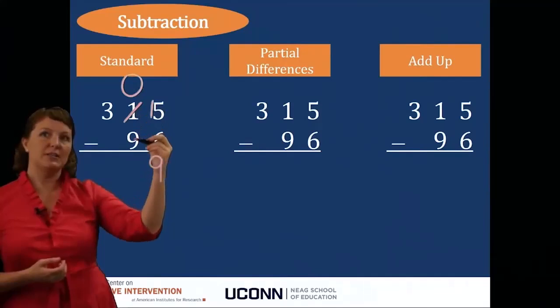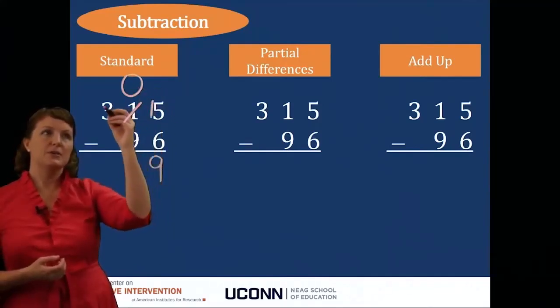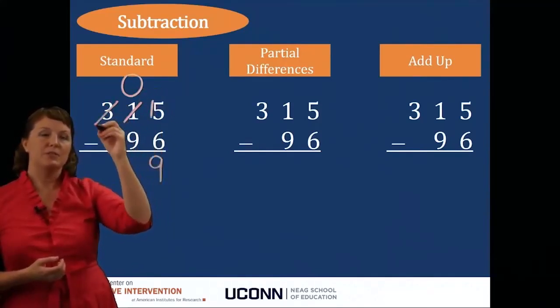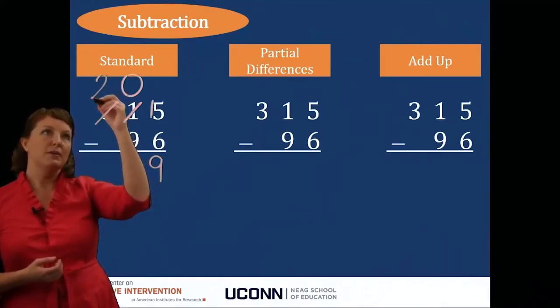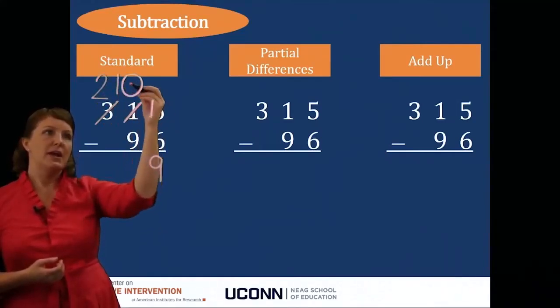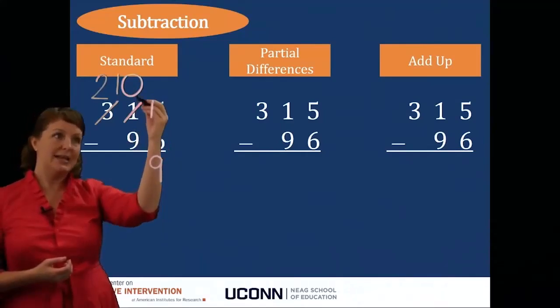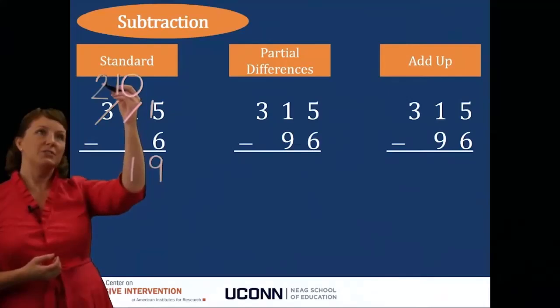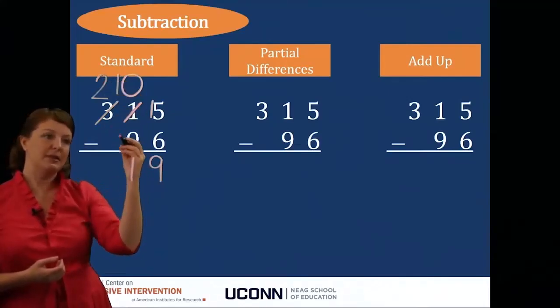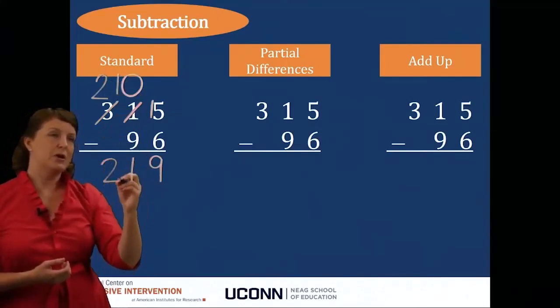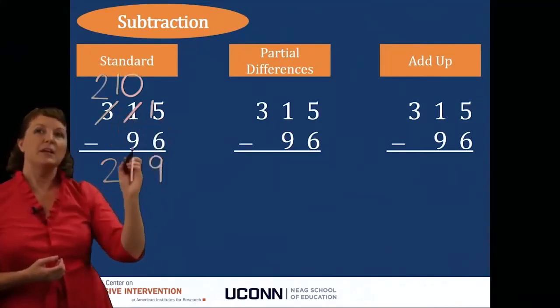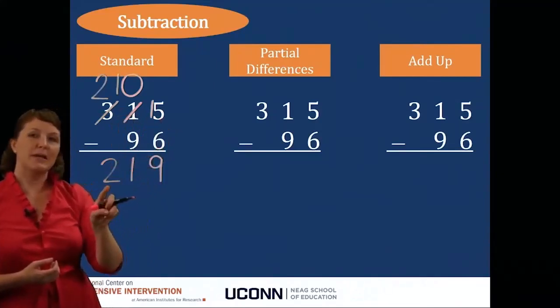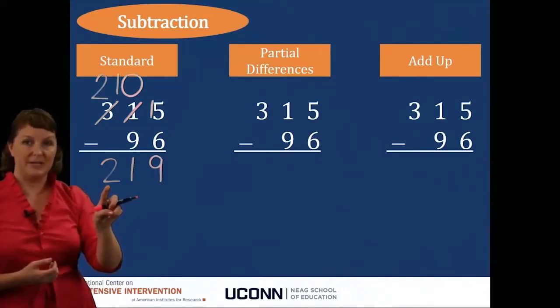I cannot subtract 9 tens from 0 tens, so I have to regroup. I'm going to regroup 100, and now I have 10 tens minus 9 tens, that's 1. And then I move here to the hundreds column. 2 hundreds minus nothing is 2. So when I have 315 and I subtract 96, my answer is 219.